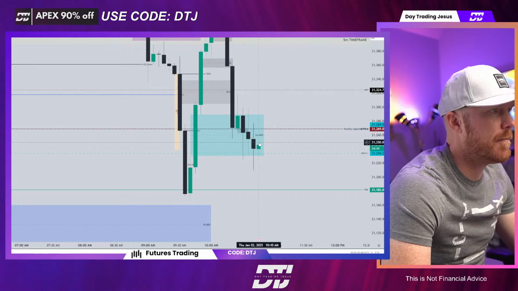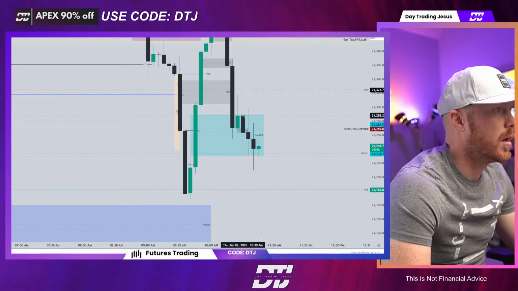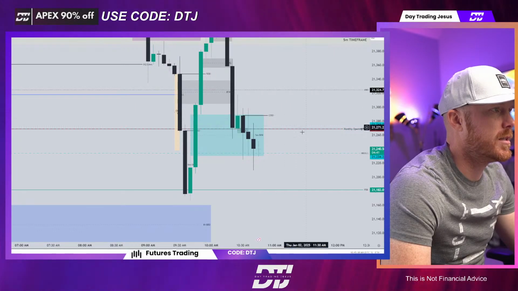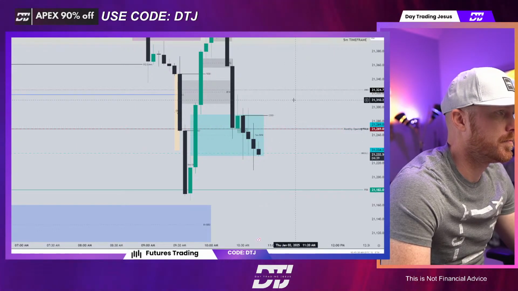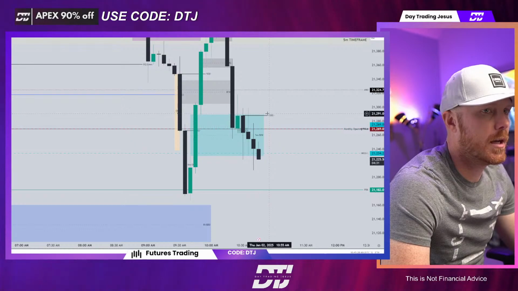But if we can get a 5-minute candle to close above this, that would be your change in state of delivery for a move higher. Especially if it stays inside of this 5-minute fair value gap. If we break below it, I would be less confident in that.